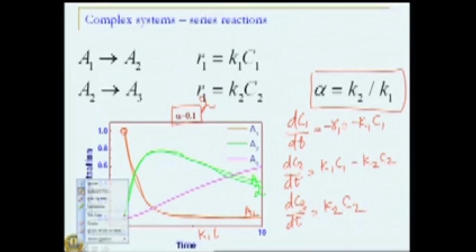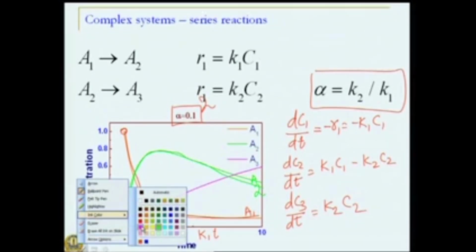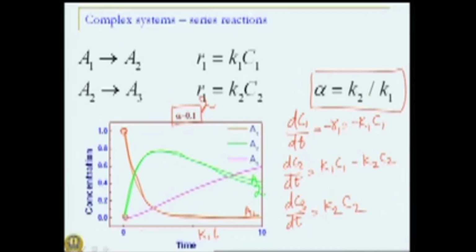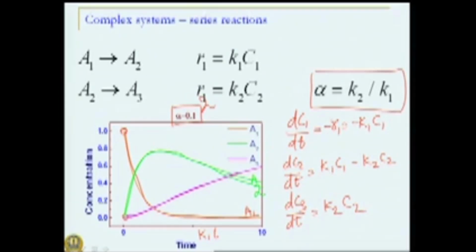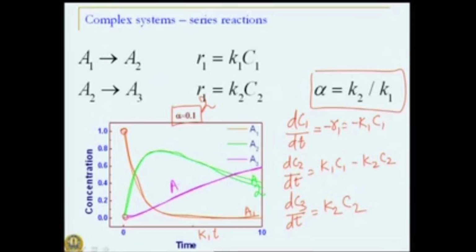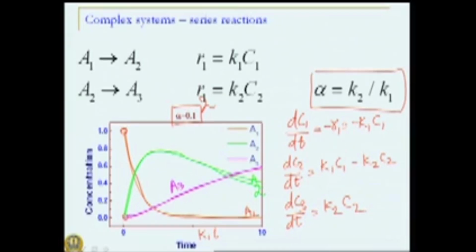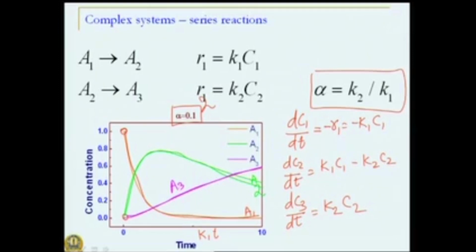What happens with A3? You can expect that as soon as A2 is formed from A1, A2 is going to A3. So, there is a gradual build up of A3 as the reaction proceeds. So, this is my A3, and that behavior explains how these reactions proceed.